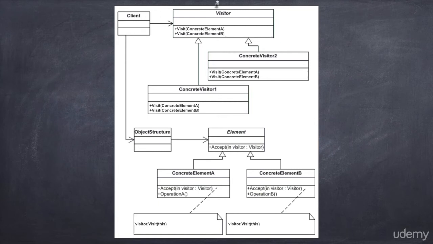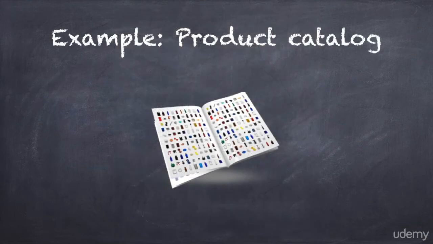The visitor pattern is a very nice way to partition a collection based on the type of their elements. So I am going to use the pattern to do exactly that. I am going to partition a product catalog.